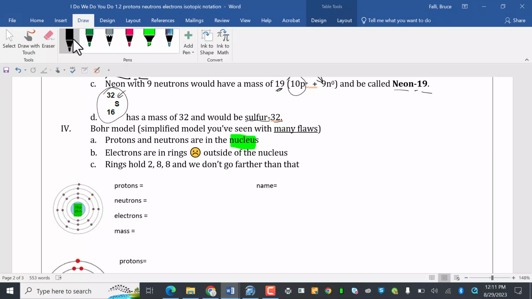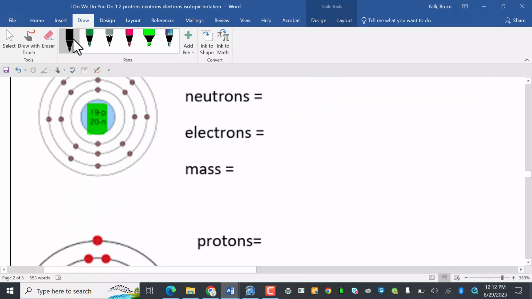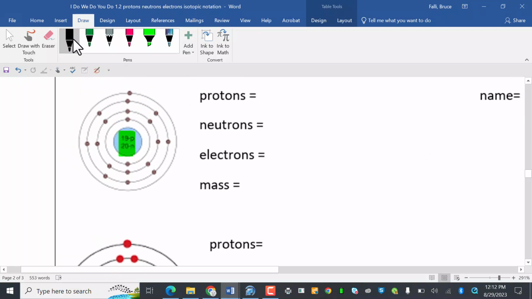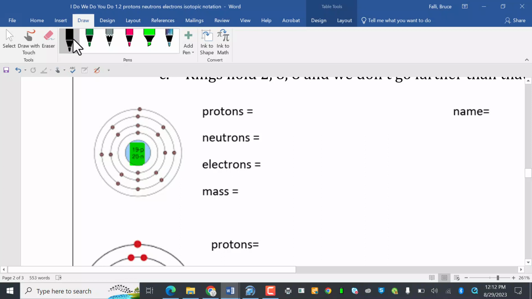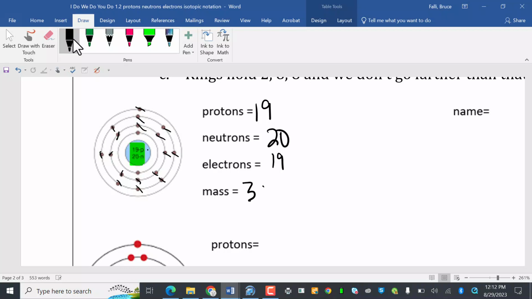Let's take a look. Looking at this, I'm going to zoom in. Bohr model. Did I zoom in too much? I won't move it. It says protons 19. Why? Because it says 19. Neutrons 20. It says 20. Electrons: 1, 2, I'm counting by ring, 3, 4, 5, 6, 7, 8, 9, 10, 11, 12, 13, 14, 15, 16, 17, 18, 19. Notice these are equal to each other, so it doesn't have a charge. And its mass would be protons plus neutrons, 39.